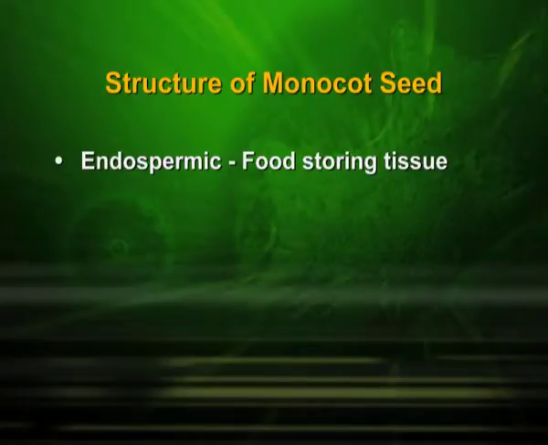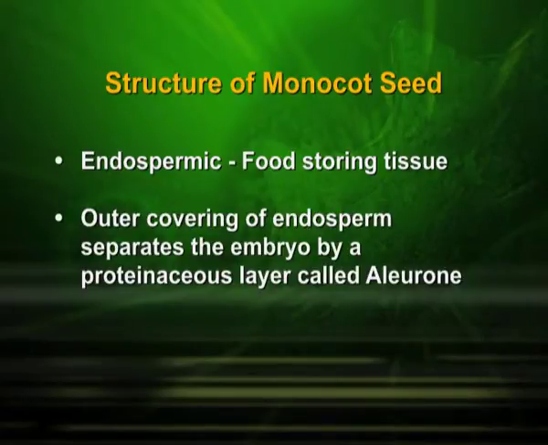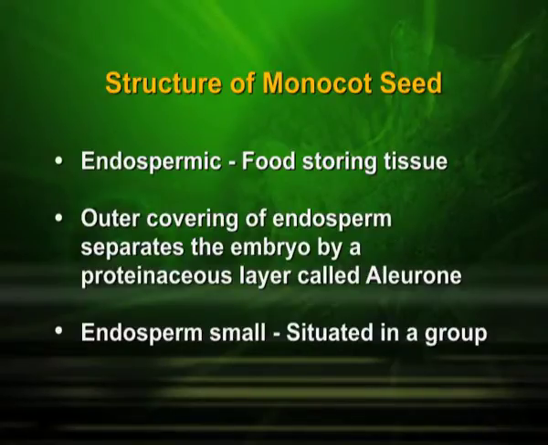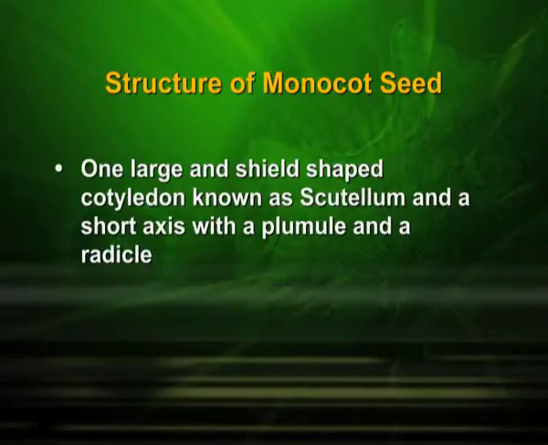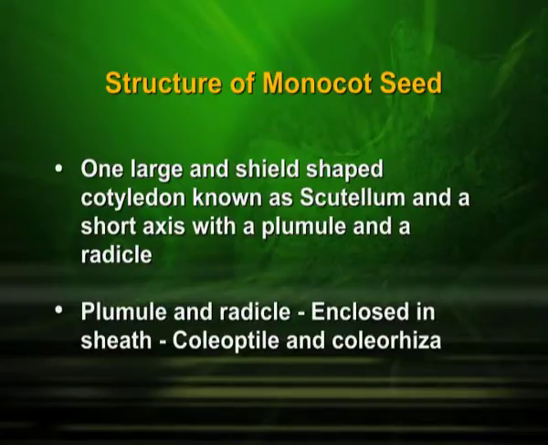Structure of a monocotyledonous seed. Most monocotyledonous seeds have endosperm, that is, they have the food storing tissue in them. They have an outer covering of endosperm that separates the embryo by a proteinaceous layer called aleurone. The endosperm is bulky and situated in a group. One large and shield shaped cotyledon known as scutellum and a short axis with a plumule and radicle is found. The plumule and radicle are enclosed in sheaths known as the coleoptile and coleorhiza.